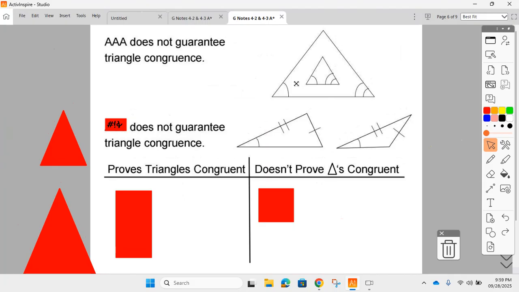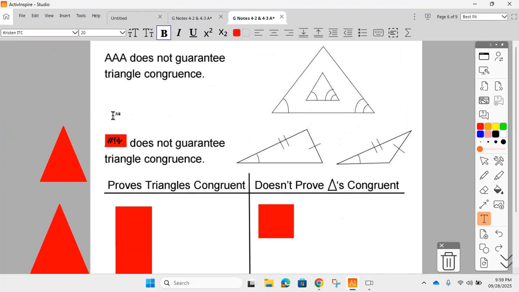So this here is another way of showing these two triangles. This angle and this angle are congruent. This angle and this angle are congruent. Remember, the third angle theorem tells us these two angles are congruent, but the sides are not the same length. So AAA, angle, angle, angle, does not prove that triangles are congruent.